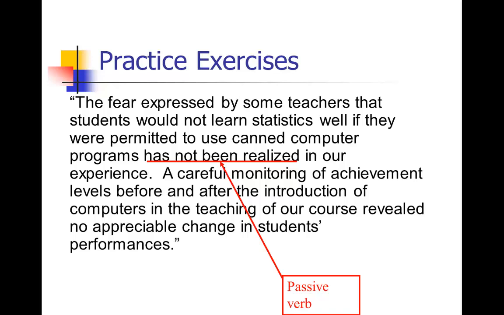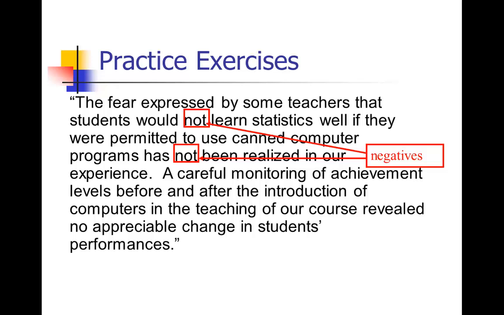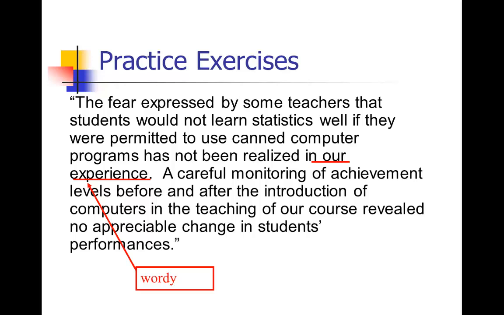And then there's a few other things to point out in this example. So notice the use of negatives. We talked about this last week, that you would want to try to turn your negative constructions into positive constructions. So you can see how awkward it is, especially when I read this out loud, when you have a lot of nots. They would not learn statistics, has not been realized. So that's very awkward for the reader. So see if you can turn those into positives. Again, you almost always can turn those negatives into positive constructions. We have a little bit of wordiness, certainly, in the sentence. Like, in our experience, it's a little bit wordy.